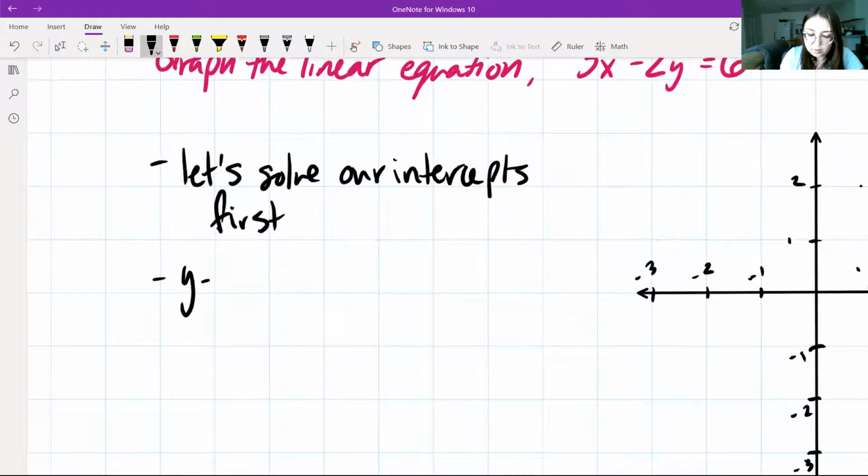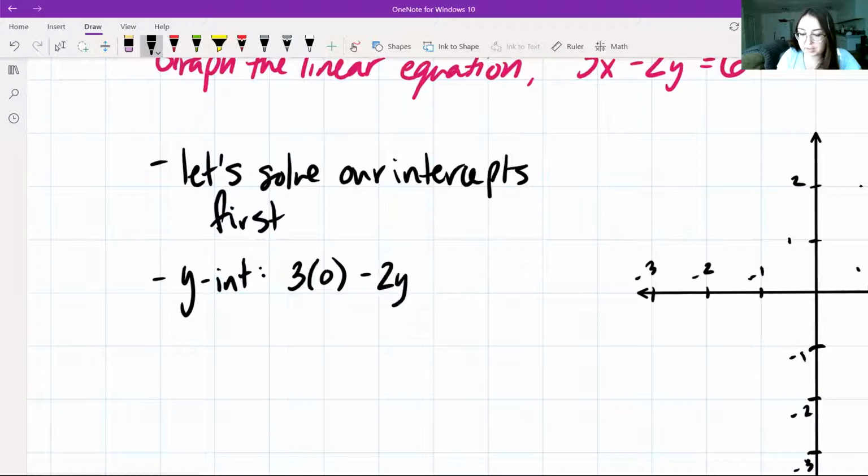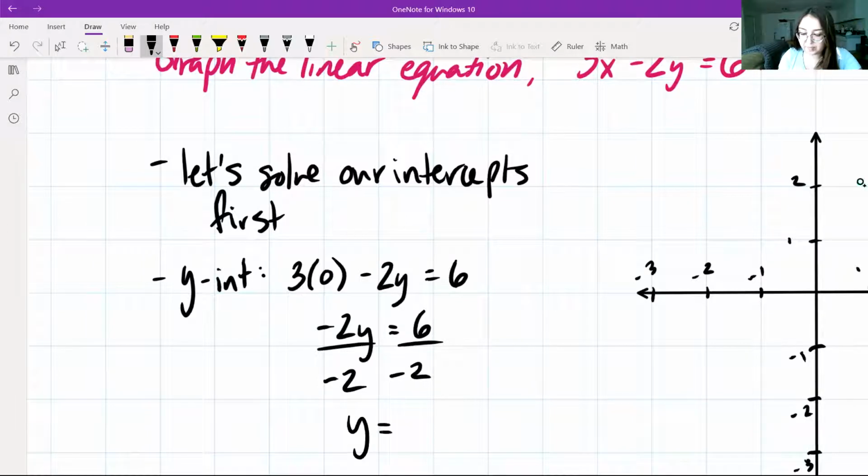So let's start with our y-intercept. Remember, with our y-intercept, we're going to set x equal to 0, and then we're going to solve for y. If we do that, we get 3 times 0 minus 2y is equal to 6. That just becomes 0, so we get negative 2y is equal to 6. Then we just divide by negative 2, so we get y is equal to negative 3.